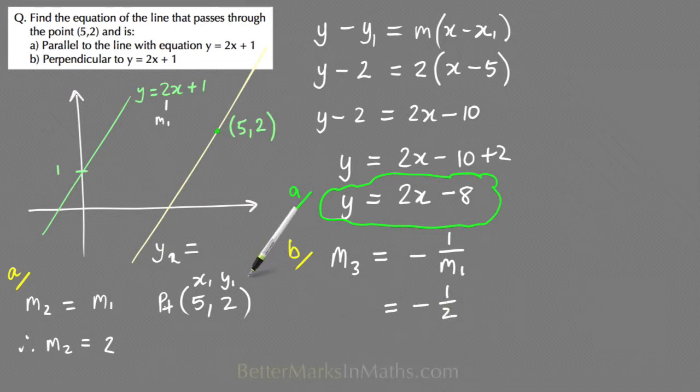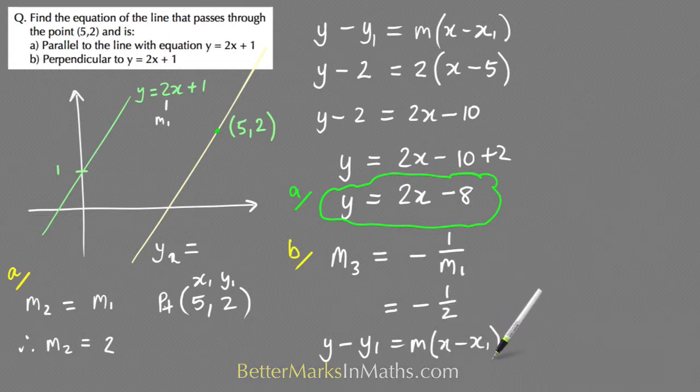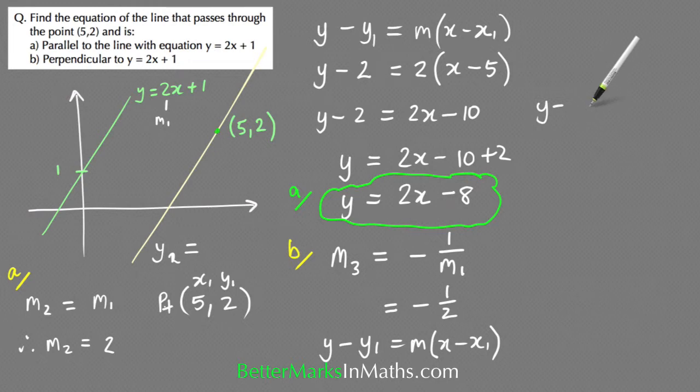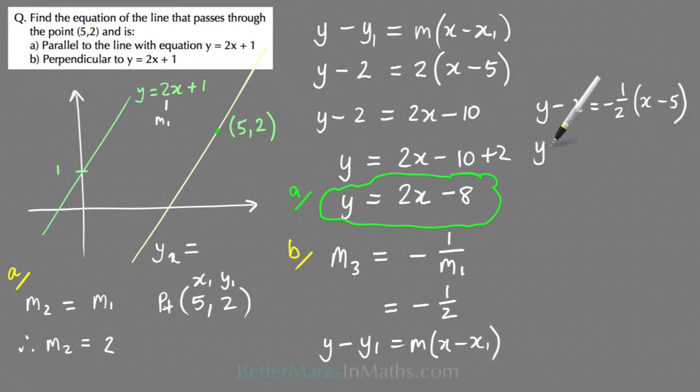And then that same point, (5, 2), belongs to this line as well. So you can use that equation again: y minus y1 equals m bracket x minus x1. And then sub in the point (5, 2) and this gradient here. So y minus, and again it's going to be 2, equals minus 1 on 2 bracket x minus 5 this time. So minus 2, and multiplying out the bracket. So minus 1/2 times x is minus x on 2. Minus times the minus is a plus 5 on 2.